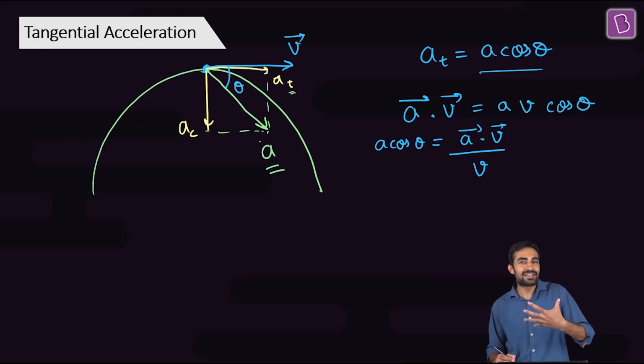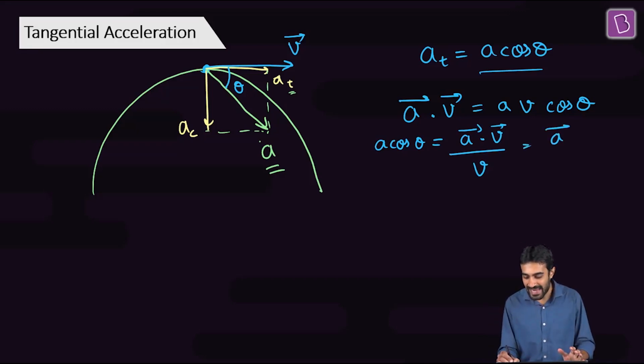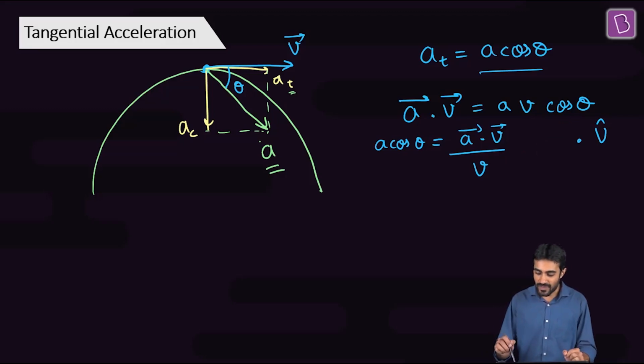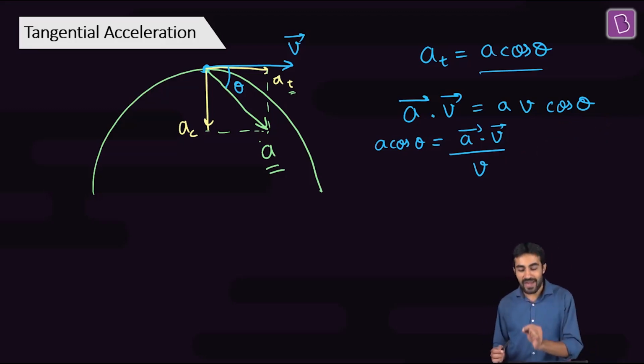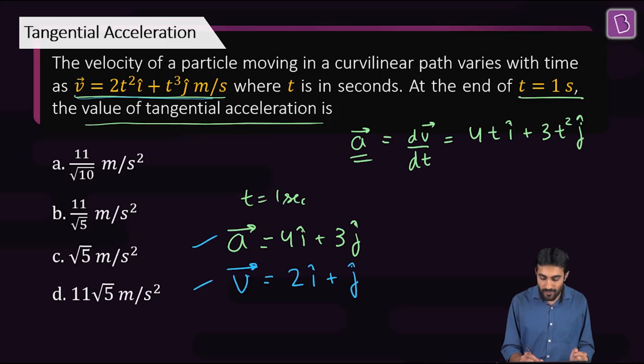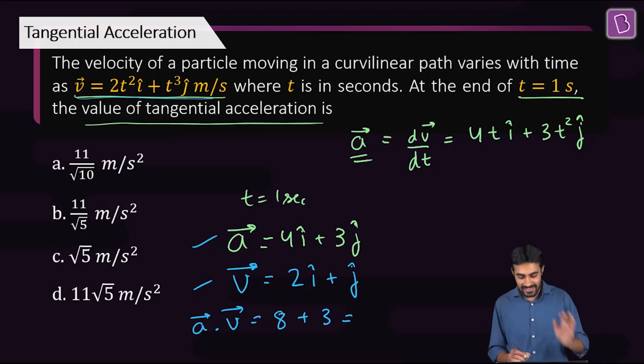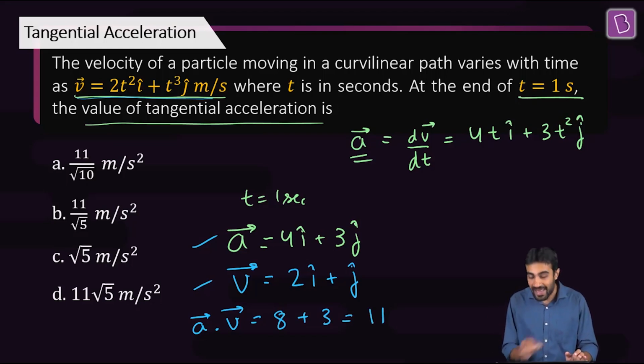Sometimes some people write it like this: A vector dot V cap, which is the unit vector along the direction of the velocity vector. But we will use the first formula: A vector dot V vector divided by magnitude of V. Now, we know A vector and we also know V vector. So we can find the dot product, right? A vector dot V vector is 4 times 2, which is 8, plus 3 times 1, which is 3. And this is 8 plus 3, which is 11.